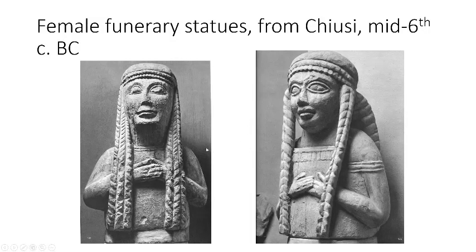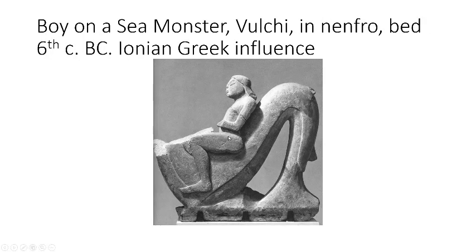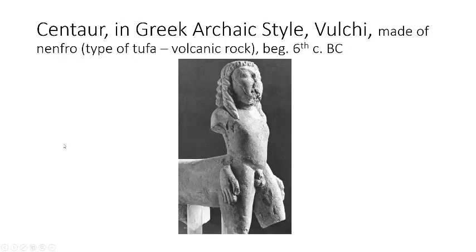Here are some funerary statuettes dating early in the 6th century. And here's another one from the 6th century, done in Nenfro, which is a sort of stone. It's on a sea monster, by the way. This one also is in Nenfro from the 6th century. It appears to be a centaur here. Remember, similar iconography used by the Greeks.